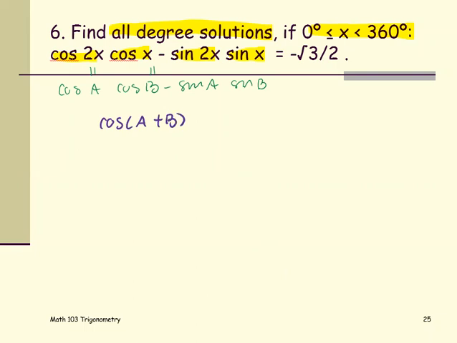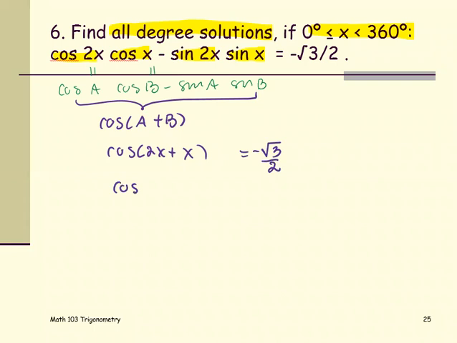And since A is 2x and B is x, it's going to be cosine of 2x plus x equals the right-hand side, which is negative square root 3 over 2. Simplify to be cosine of 3x equals negative square root 3 over 2, the equation that we are going to find the solution for.